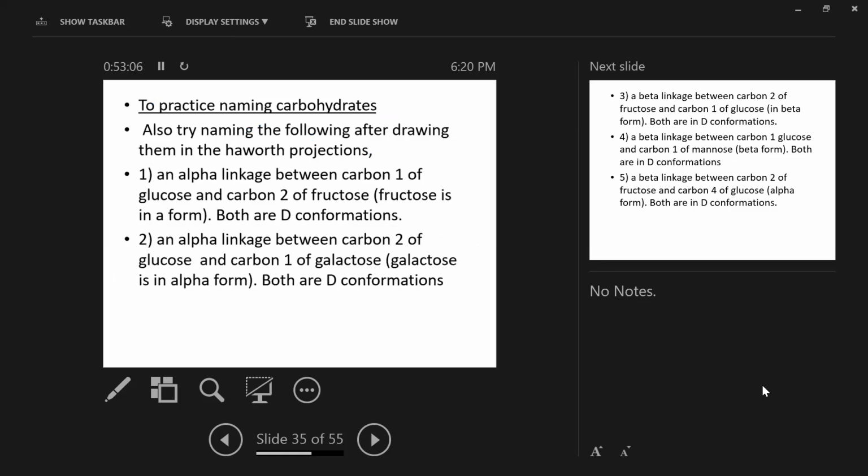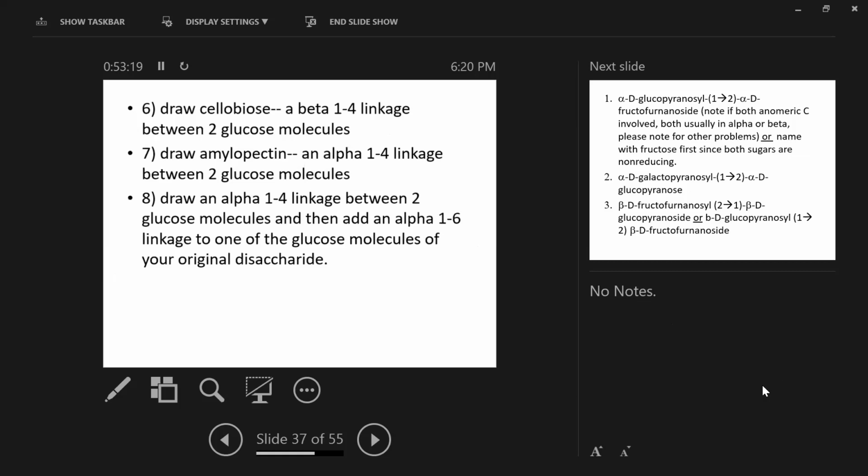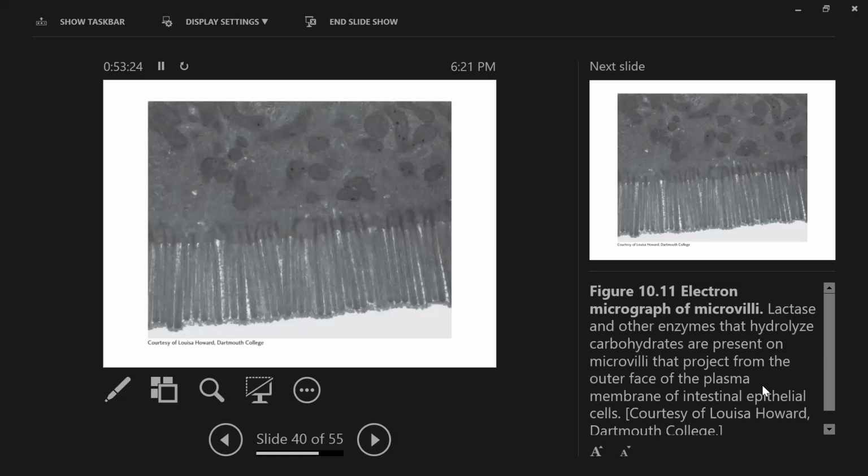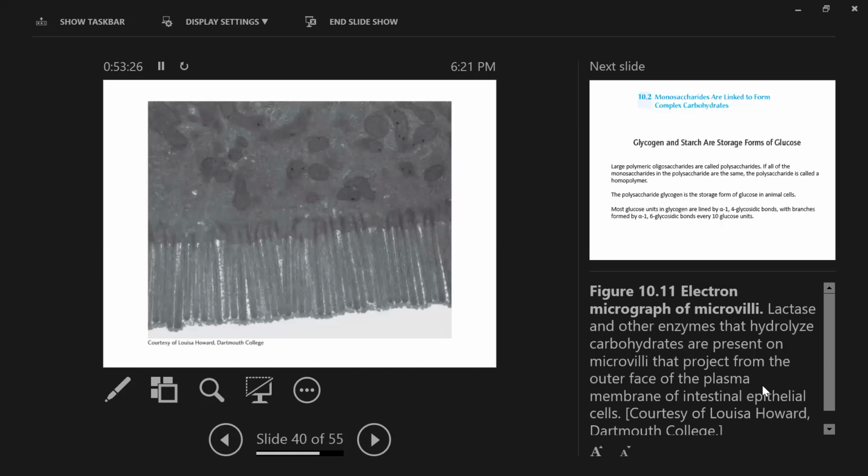Okay, and then I have practice in here to practice naming them. There's also practice drawing, but again, the only one you're going to be drawing is the one in the Dropbox. So that's up to you, but I do have the practice naming in here, and I do have the answers here. And the ones that have two names, that means you can name it backwards or forwards. Are there any questions before we cover more complicated sugars? But you're only naming disaccharides.